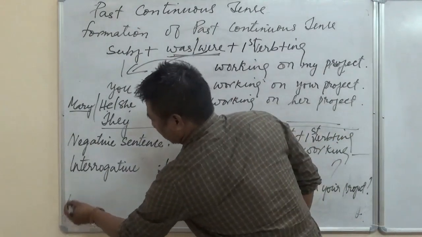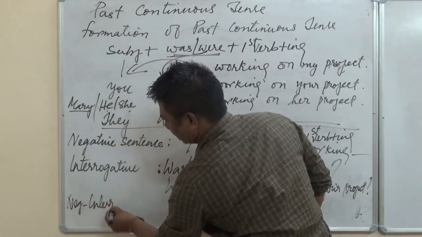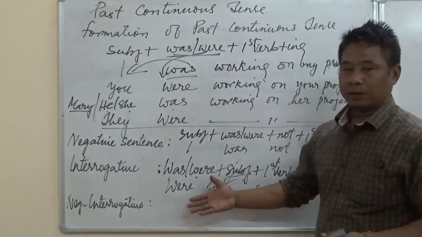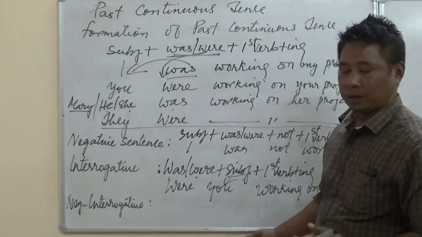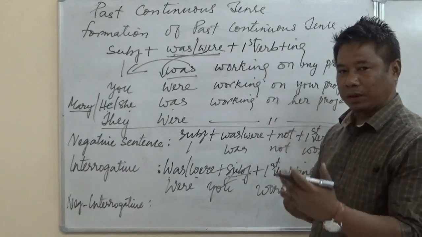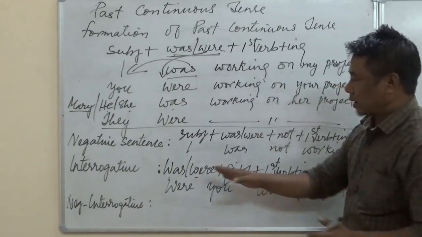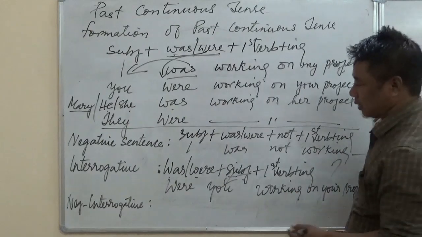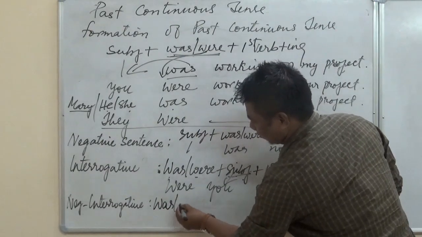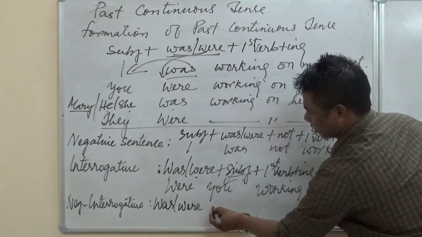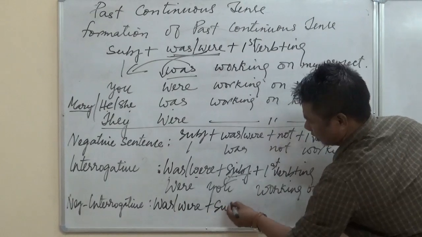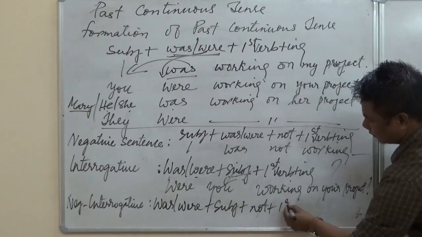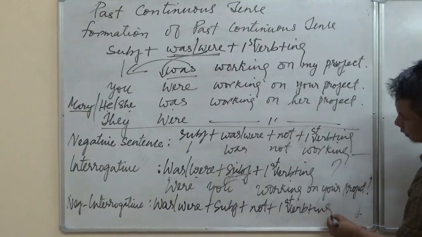It's a negative interrogative. In the same way, you begin with was or were according to the subject, then not after the subject, and then the same goes on.